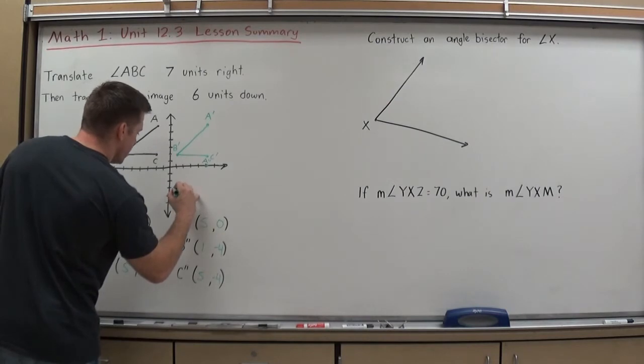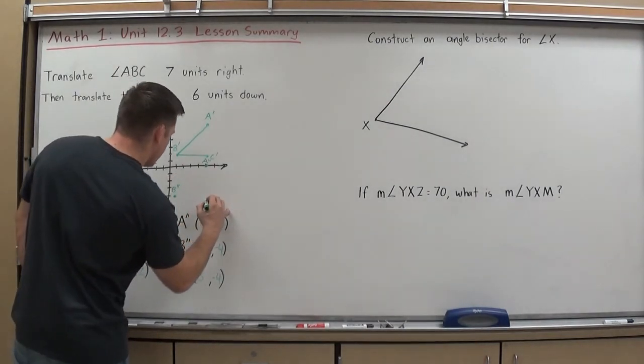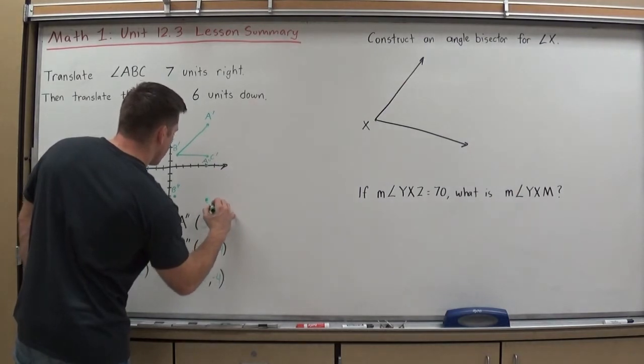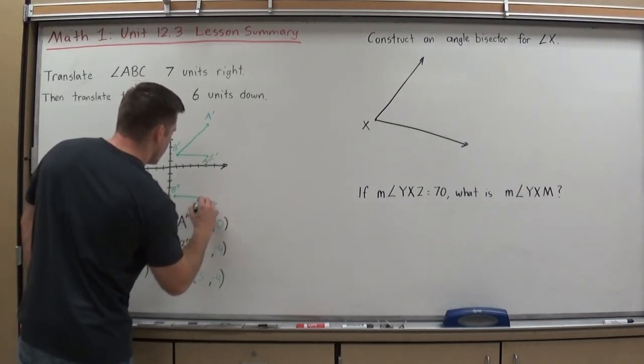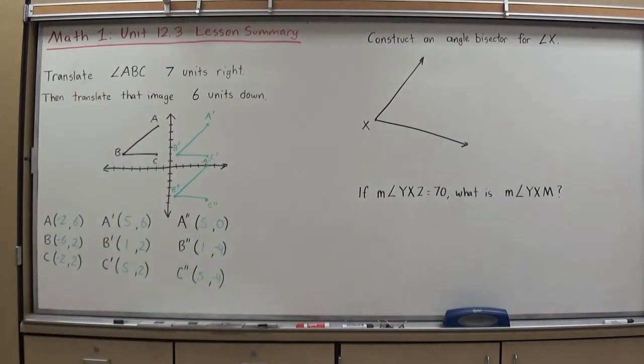There's my B double prime. And my C is (5, -4), C double prime. Connect them in the same way, and draw my angle, and I've now translated that angle twice. So hopefully that helps review translating in general, but also how to translate an angle.